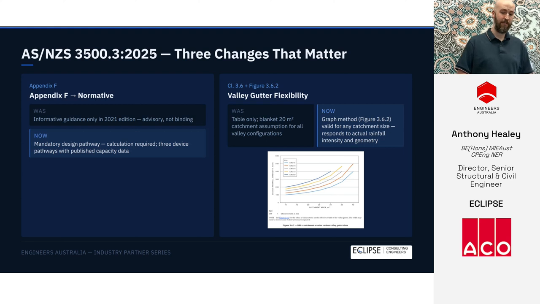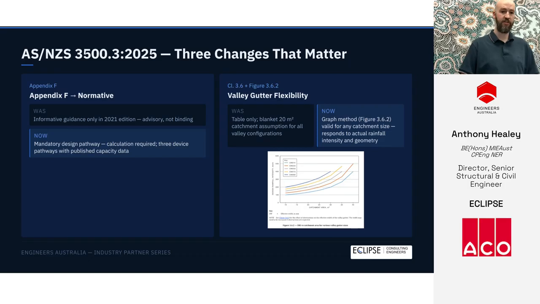The first and most significant change, Appendix F has moved from informative to normative. In the 2021 edition, Appendix F contained guidance on overflow at eaves gutters, but it was advisory. In 2025, it is normative. Overflow pathways must now be designed with a calculation. Engineers must select a device type and verify its capacity against the required overflow rate. There is no longer a default assumption that an overflow detail is adequate without any supporting calculations.